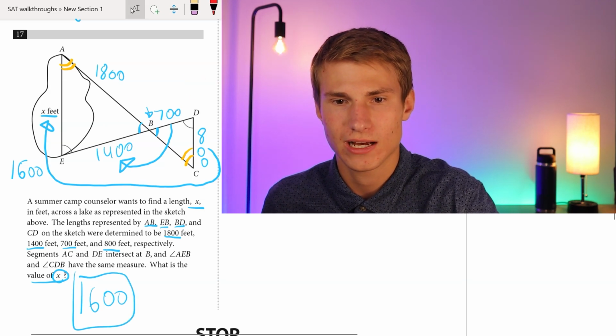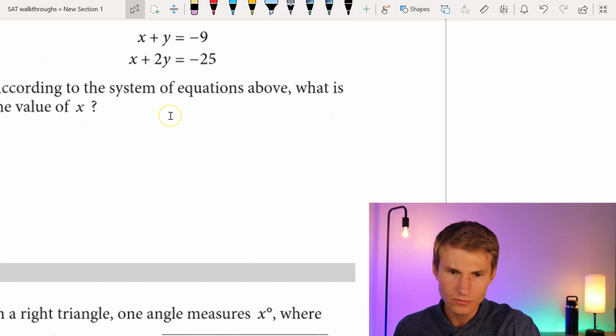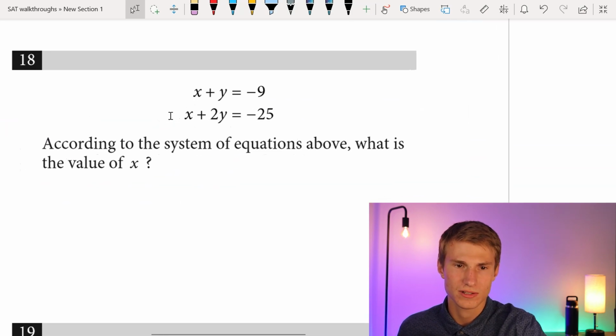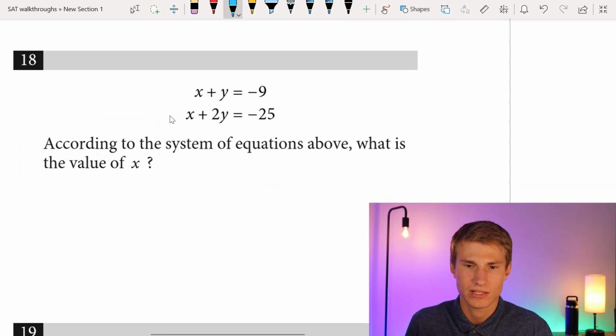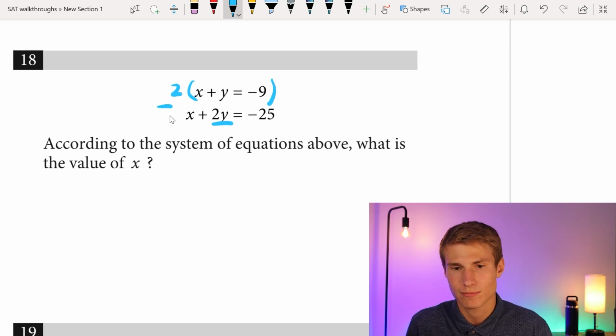All right, moving on to question number 18. So we've got a system of equations above. What's the value of X? In order to solve for X, I want to get rid of Y. I've got 2Y here, so I'm going to multiply this top equation by 2, get 2Y, and then subtract my bottom equation.